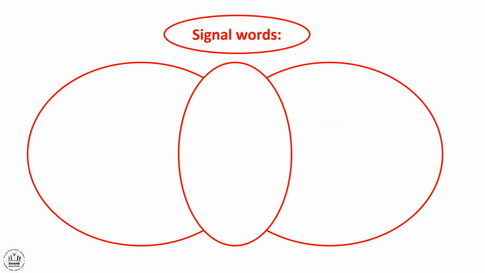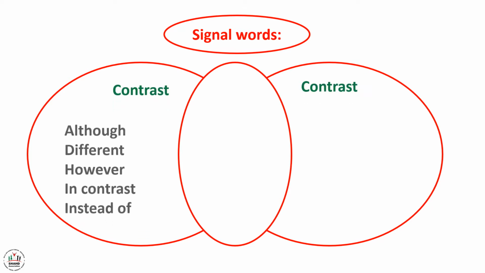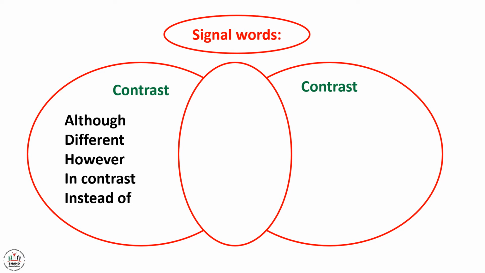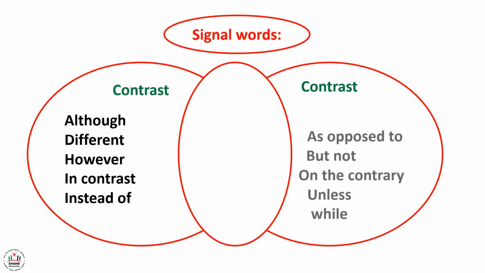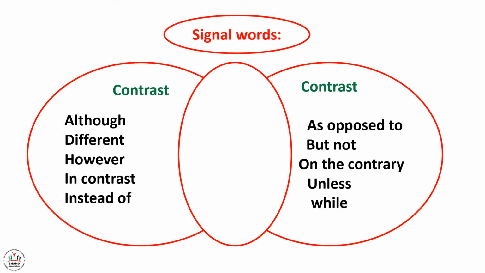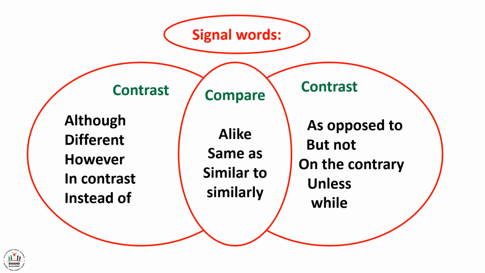Here are some signal words. When you contrast, use although, different, however, in contrast, instead of, as opposed to, but, not, on the contrary, unless, and while. When you compare, use alike, same as, similar to, similarly.